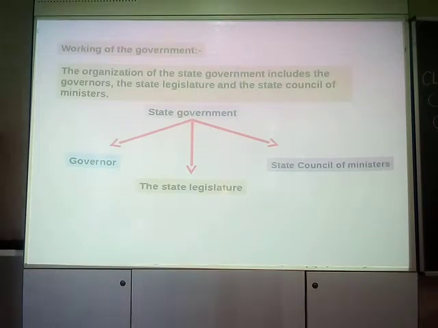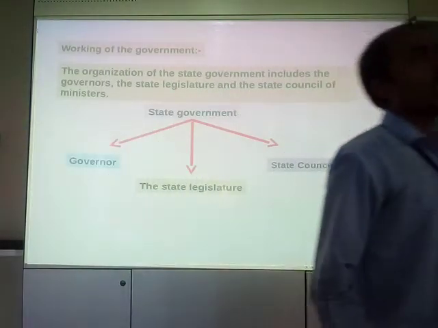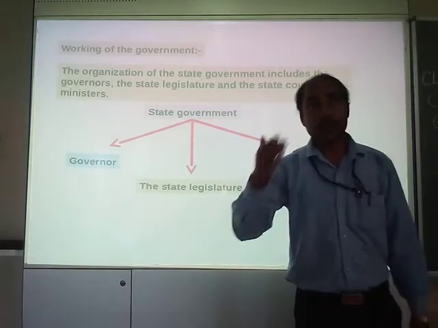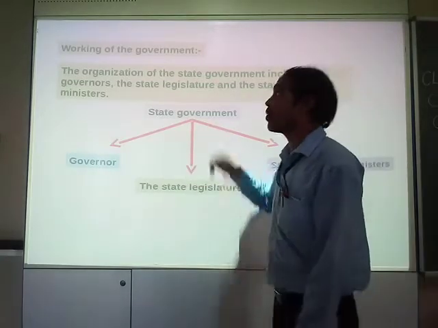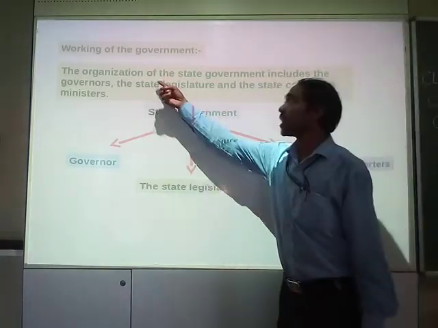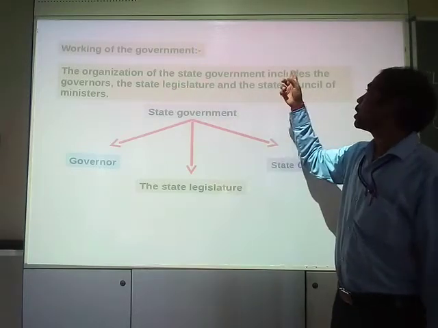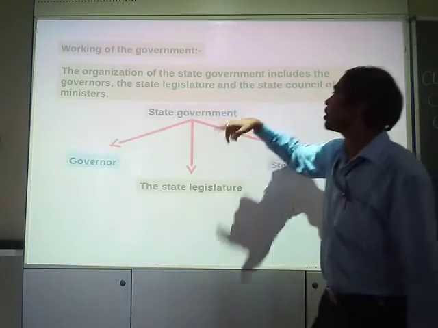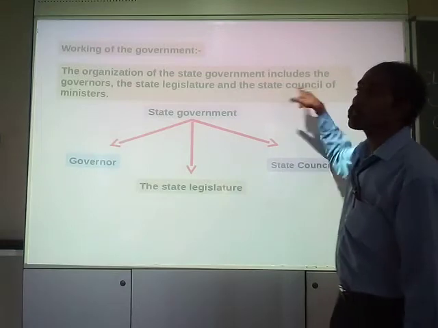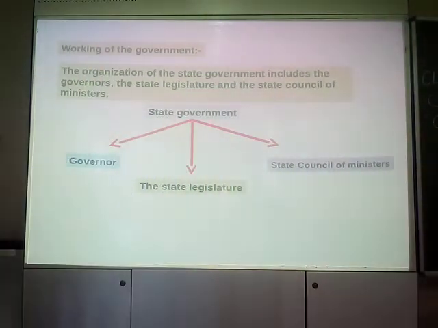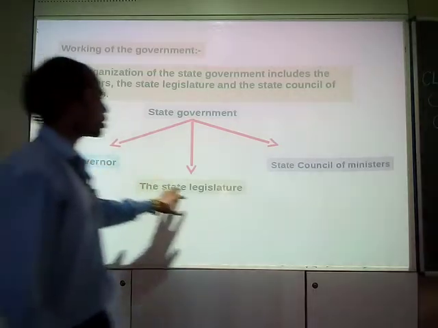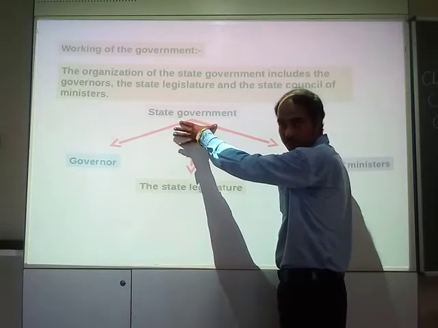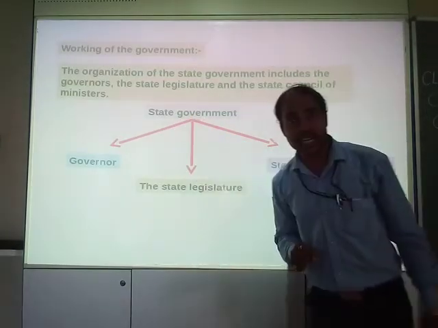Now, working of the government. Inside this heading, we have to know the constituents of state government, of what this state government is made up. The organization of the state government includes governor, state legislative assembly, state legislature, and state council of ministers. Now we will discuss these things one by one in detail, right? So what are the constituents of state government?